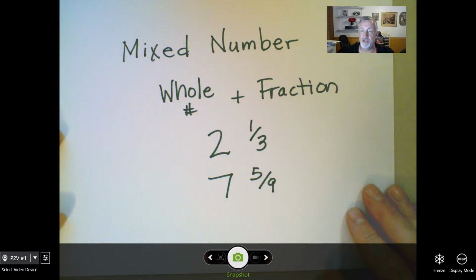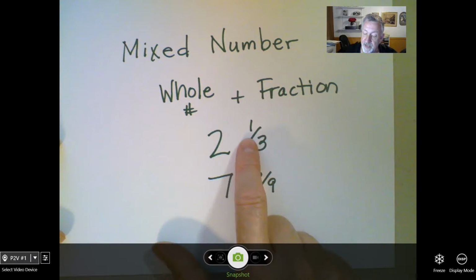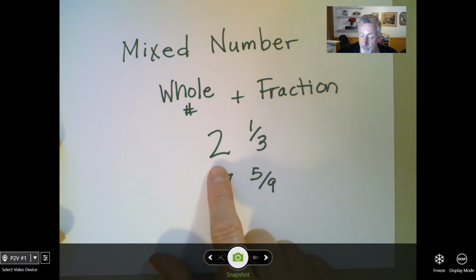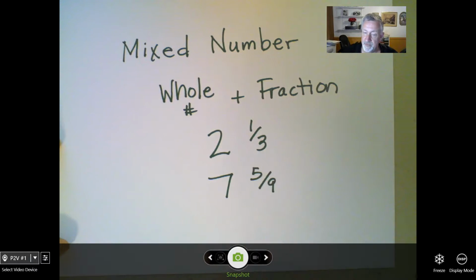A third way that fractions can be represented is what we call a mixed number. In this case, we have a whole and a fraction. So rather than having an improper fraction telling us that there is more than 1 whole, we know that there is more than 1 whole because it tells us with the whole number. In this case, maybe I have 2 whole pizzas and 1/3 of a piece left over. Maybe I have 7 pizzas and 5/9 in addition to the 7 whole pizzas. That is a mixed number.